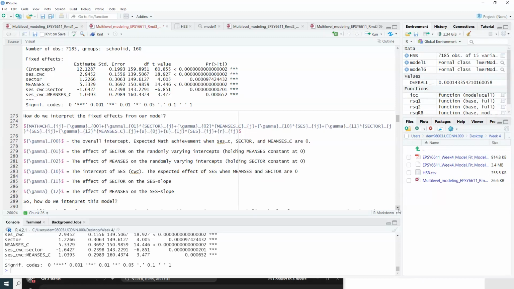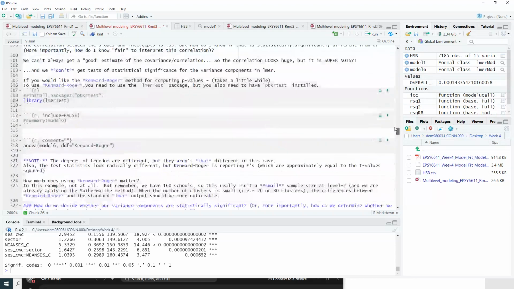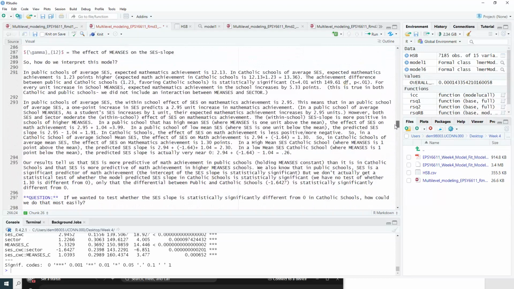Yeah. So not 1 is which number? The gamma not 1 is the effect. So that's this one. Gamma not 1 is the effect of sector. It's 1.22. So what does that really mean? Well, actually, maybe it's more helpful. How do we interpret this model? Here we go. I wrote it all out for you.